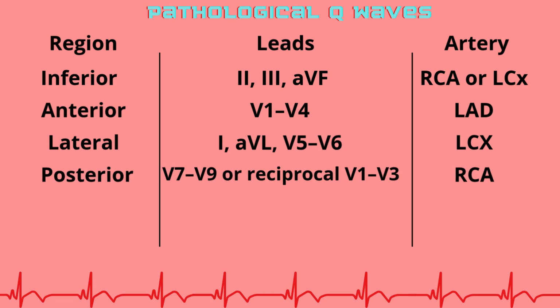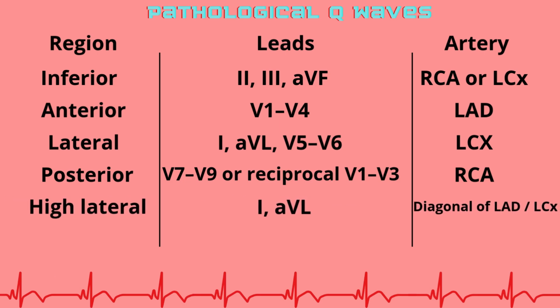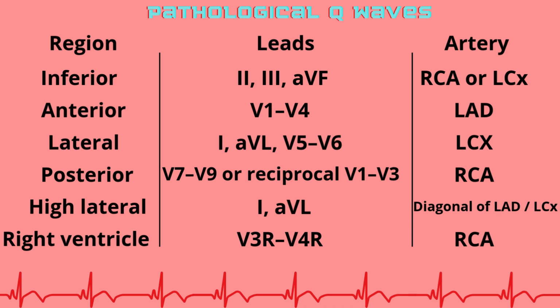Posterior infarction is V7 to V9 or reciprocal V1 to V3, and it's the RCA. A high lateral infarction is shown on leads 1 and AVL, and the artery is in diagonal of LAD and LCX. And then you have the right ventricle infarction, which is shown on lead V3 and V4, and the artery is the RCA. Infarct territory often correlates with a culprit vessel, guiding emergent angiography.